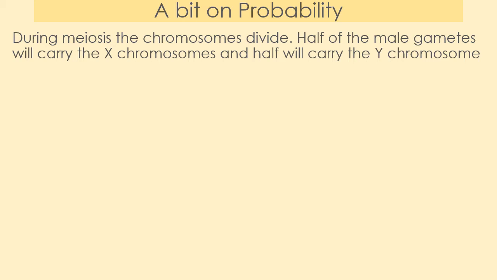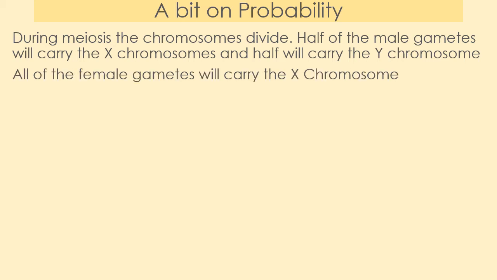This, again, is what's happening. We're just splitting up an entire chromosome this time. We're looking at the chromosomes as opposed to just a particular allele or gene. Now, all of the female gametes will carry the X chromosome, and that's because females have the genotype XX. When they split, they're still going to be X and X. We're not going to get an X and a Y. We can't get that in a female gamete. They only have the X chromosome.